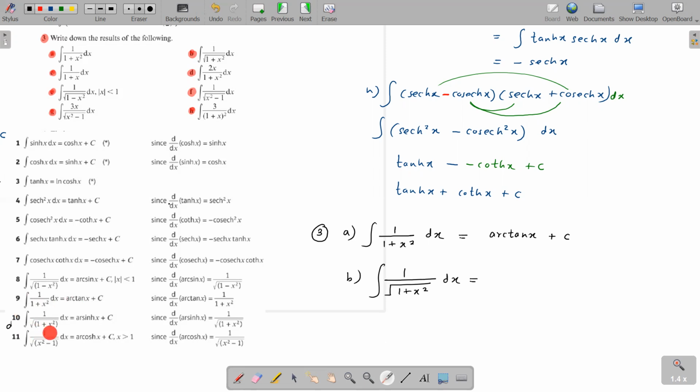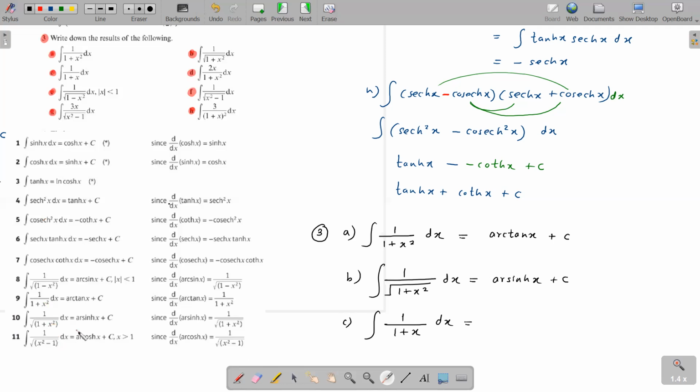1 over root 1 plus x square is arc sin x. It's arc sin x plus c. Is that okay? Then we'll move on to part C. Integration of 1 over 1 plus x. Okay, which rule are we going to use? Integration of 1 over 1 plus x. Do we have it over here?